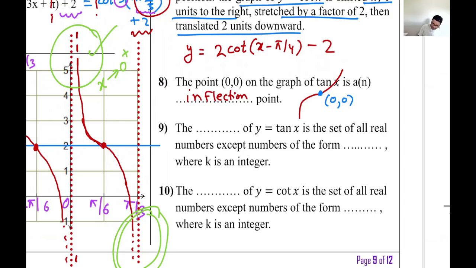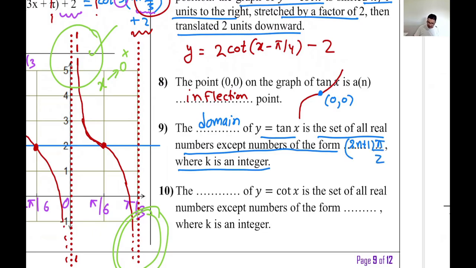Similarly, the domain of y equals tan x is the set of all real numbers except the numbers of the form that where k is an integer. Except means we are talking about restricting something, so that's the domain. The domain of tan x is all numbers except where you have 90 degrees or odd multiples of that. So that was 2n plus 1 pi over 2, or 2k plus 1 actually, where k is an integer.